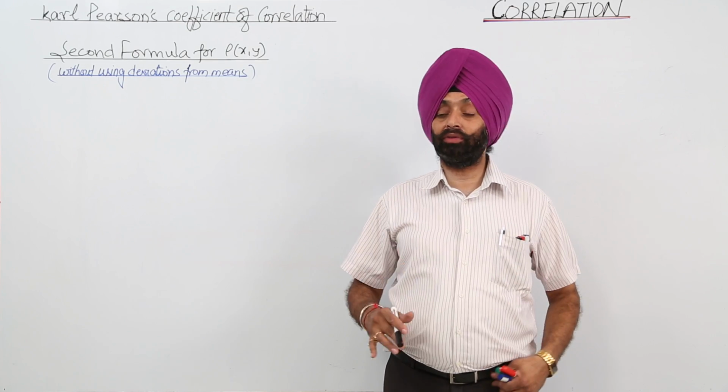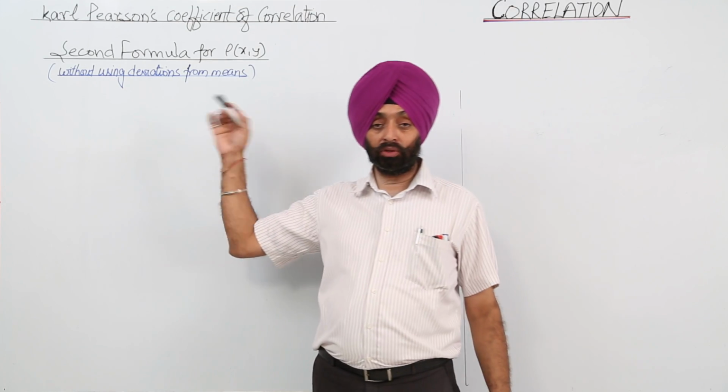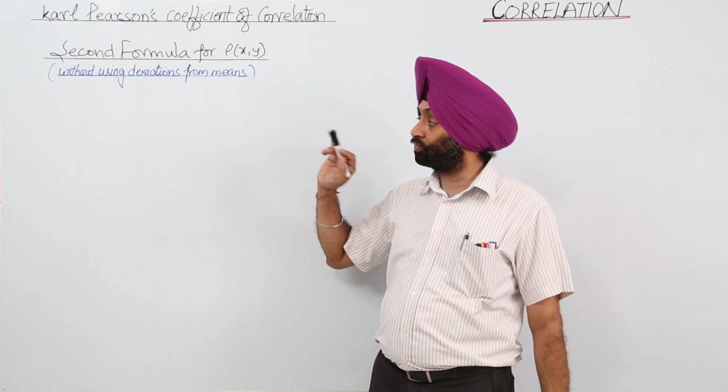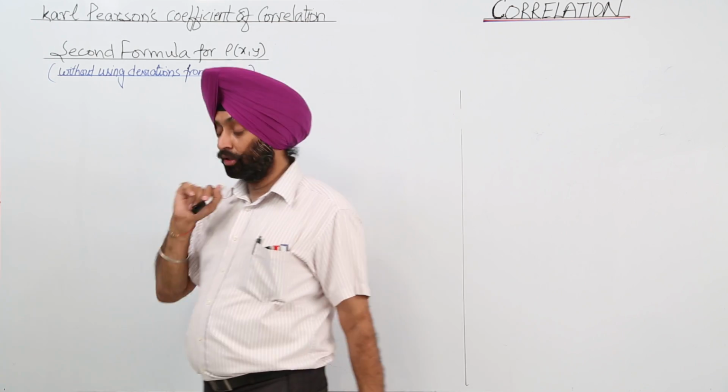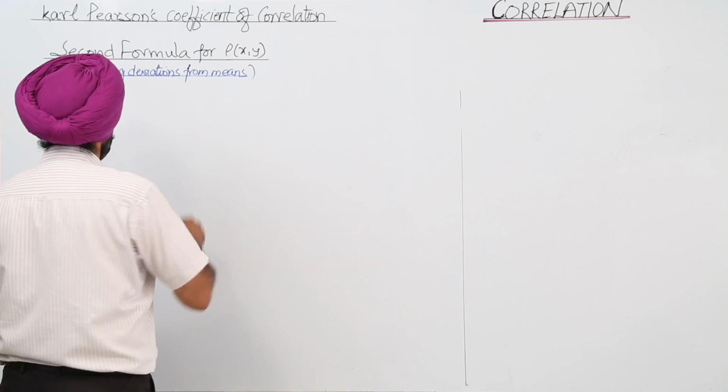Now let's derive the second formula for Karl Pearson's coefficient of correlation, and in this formula we are not using deviations from the mean. So let's derive the result.